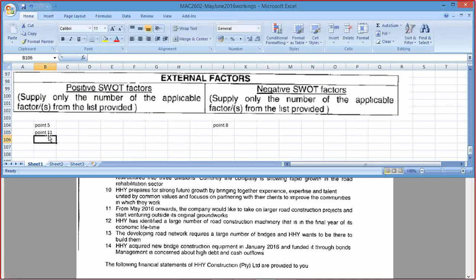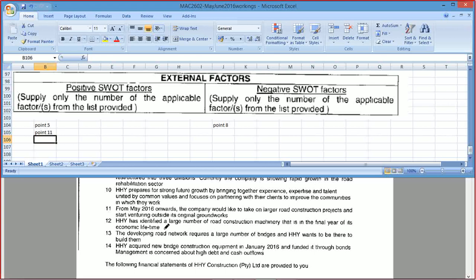Okay, but at the same time, it could be negative as well if they can't manage with capacity. Okay, but I don't have additional information here. They just say they're starting to venture outside, which I would say is a good thing because you're diversifying, you're growing the business. It would be seen more as an opportunity rather than a threat. 12. HHY has identified a large number of road construction machinery that is in the final year of its economic life. Ooh, see, that's a threat.